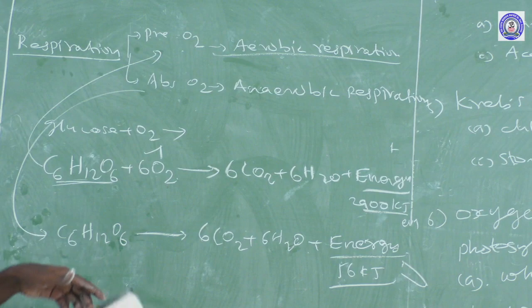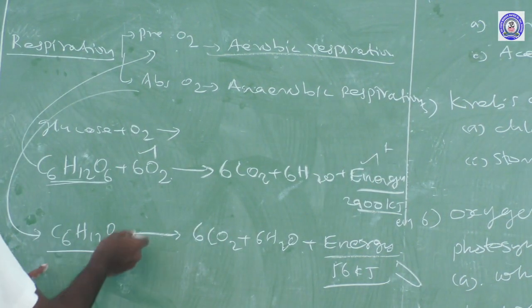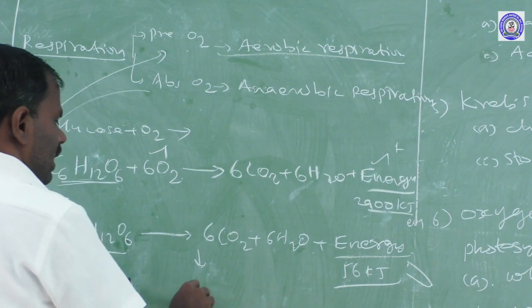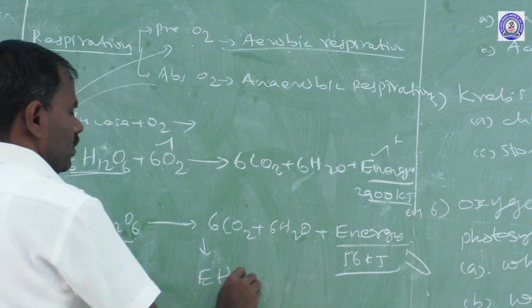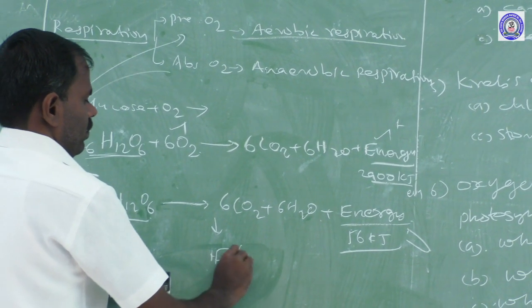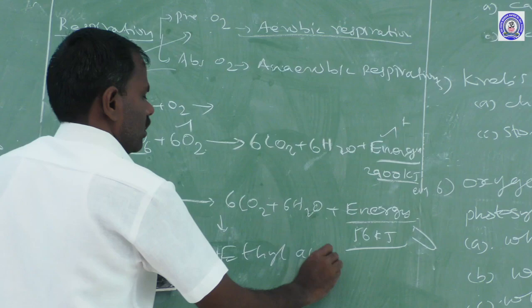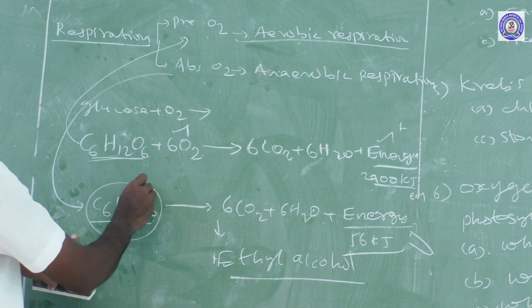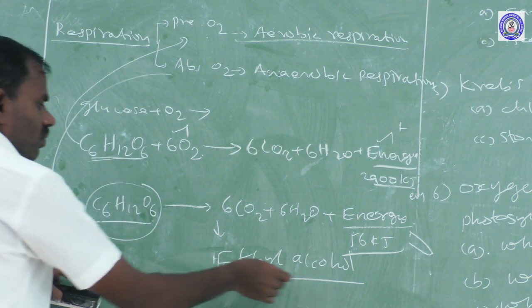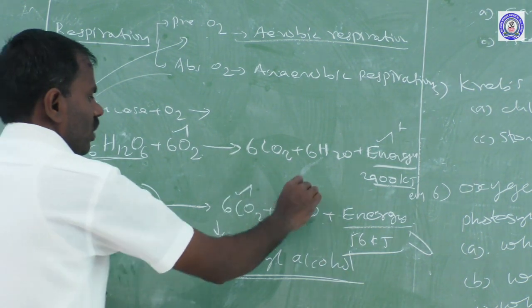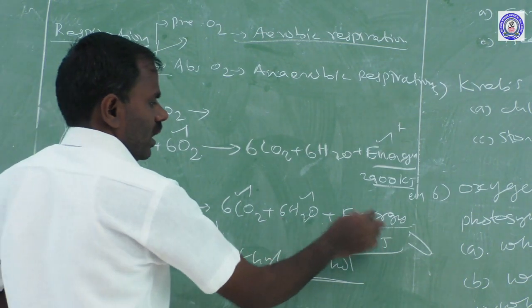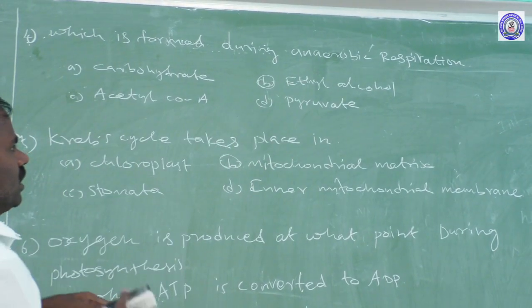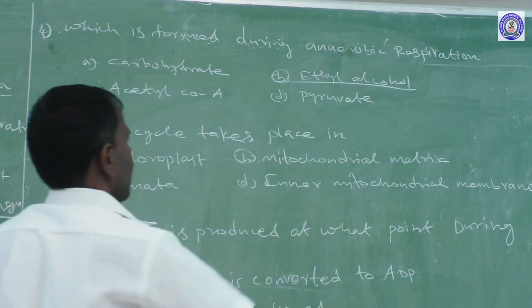In the absence of oxygen, the glucose molecules are converted only to ethanol, that is, ethyl alcohol. Ethyl alcohol, CO2, and H2O, and energy are formed during anaerobic respiration. Which is formed during anaerobic respiration? Ethyl alcohol is formed during anaerobic respiration.